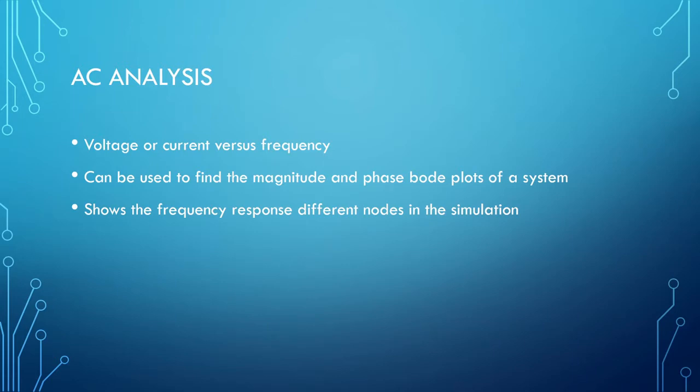Next up, our AC analysis. This is to show our voltage or current versus frequency. It can be used to find the magnitude and phase Bode plots of a system, and it shows the frequency response of different nodes in the simulation. So let's jump into that.